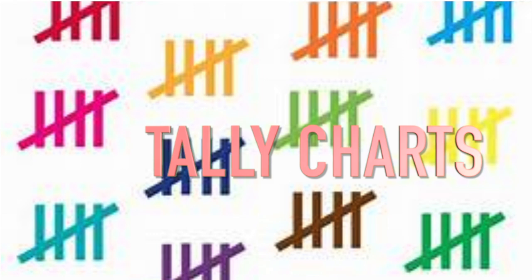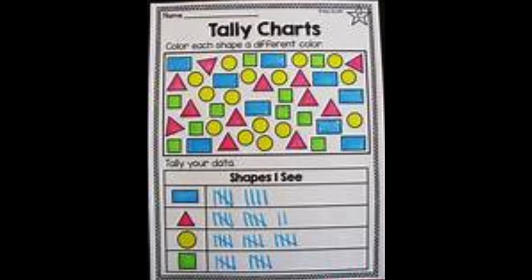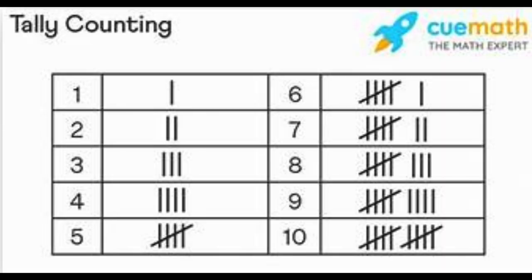You have one tick mark for each thing, and you do four straight lines down and then one across. And if you see these tally marks, then there's probably a tally chart somewhere on there. Sometimes the tallies are for things like shapes that I see. So here's an example of shapes. We've got tally counting, which is just tally marks representing the numbers, which is cool.